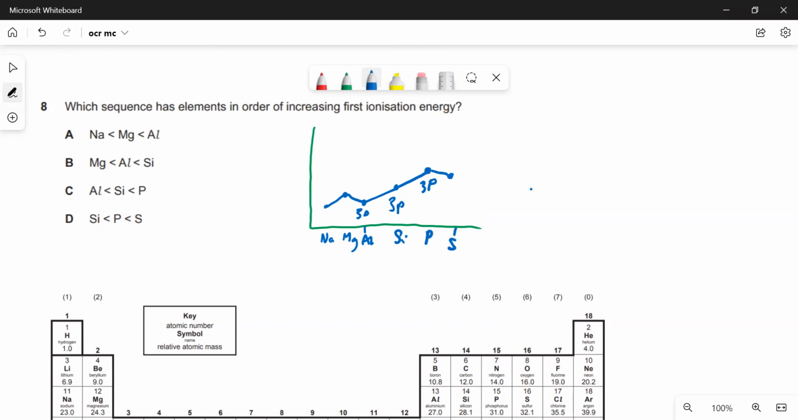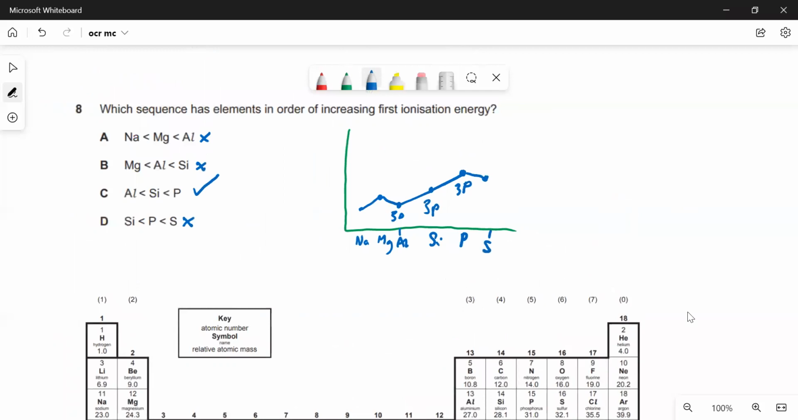So let's see which is increasing first ionization energy. So A, sodium goes up for magnesium, but it doesn't go up for aluminium. It goes down for aluminium. So that's wrong. Magnesium to aluminium, it goes down, so that's wrong straight away. Aluminium to silicon, it goes up, if you look at the diagram. And from silicon to phosphorus, it goes up, so that's right. Let's have a look at the last one. Well, silicon to phosphorus, it goes up, but then it goes down a bit for sulfur because of the pair repulsion. So that one is wrong. So C is the correct answer there.